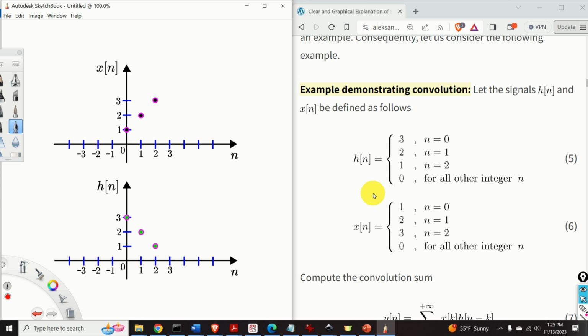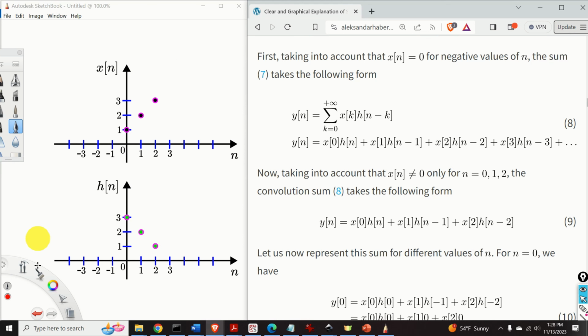Here's the definition of h of n. And here's the graphical representation of h of n. Now that we have this graphical interpretation of two signals, we can solve this problem. First, we will take into account the fact that x of n is equal to 0 for negative values of n. Taking this important fact into account, our convolution sum will look like this. Note over here that k starts from 0, that is, it doesn't start from minus infinity. Then, if we substitute the values of k in this general term, we will obtain this expression.